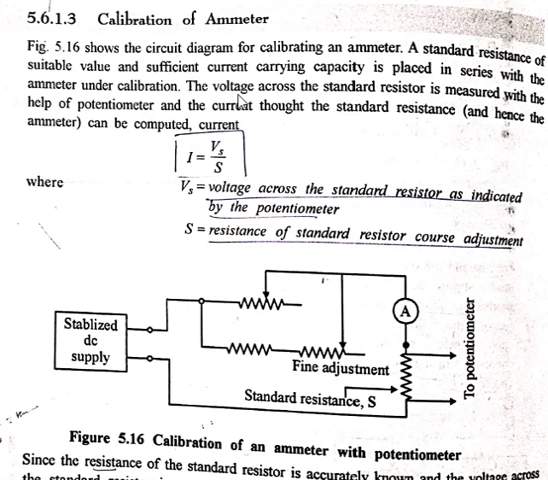According to that, we can compute the current I, which equals Vs by S, where Vs is the voltage across the standard resistor as indicated by the potentiometer, and S is the resistance of the standard resistor. The value of this standard resistance is already known. Since the resistance of a standard resistor is accurately known and the voltage across it is measured by the potentiometer, this method for calibrating an ammeter is very accurate.